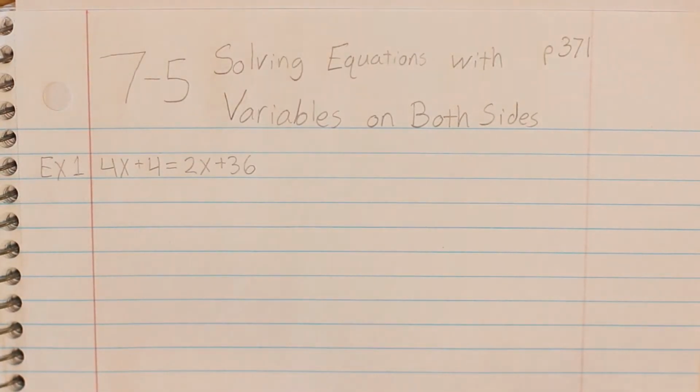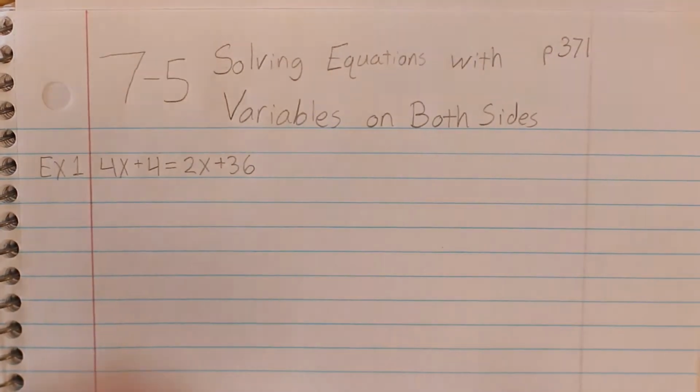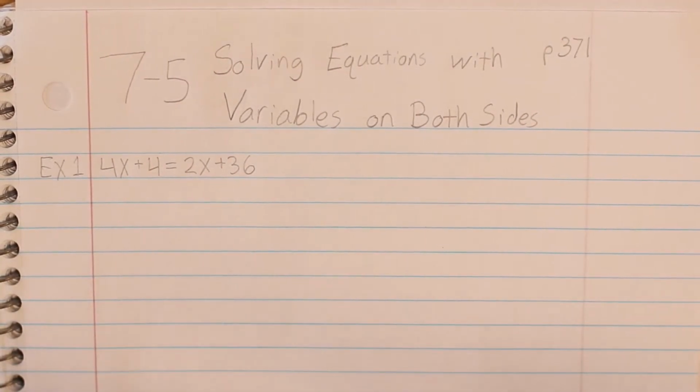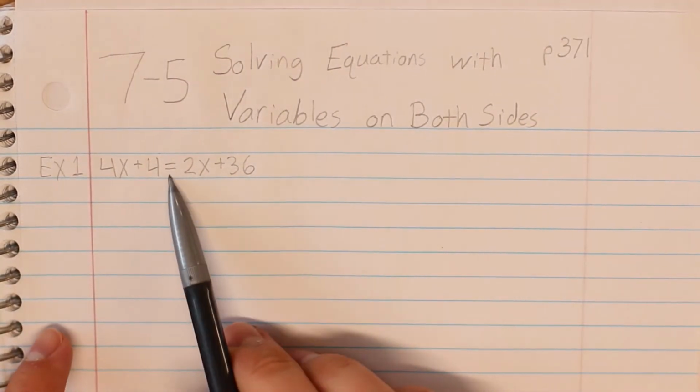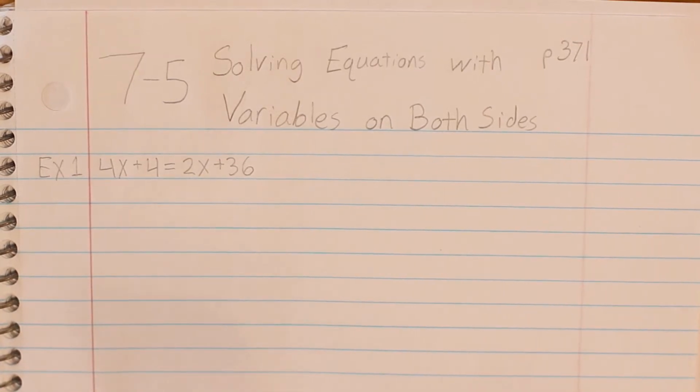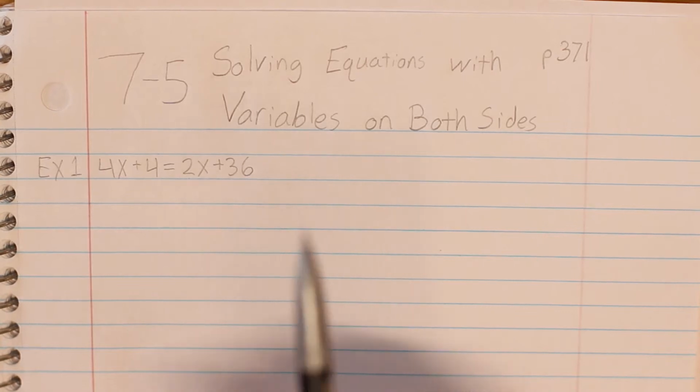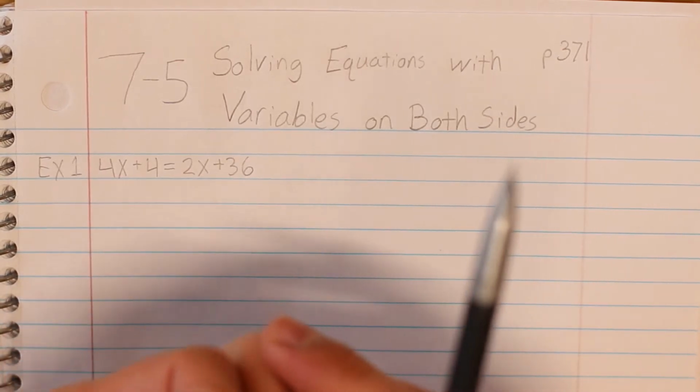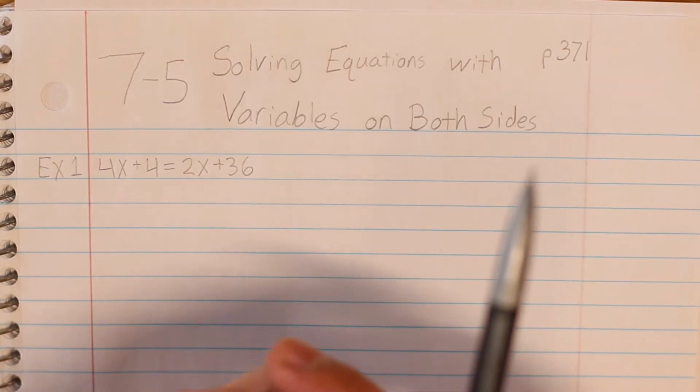Alrighty, so today we'll be looking at section 7.5, solving equations with variables on both sides. And when we say both sides, we mean both sides of the equal sign, as will be clearly seen in our first example. So this is actually not very complicated, it just adds one more step to our problems. Let us begin.